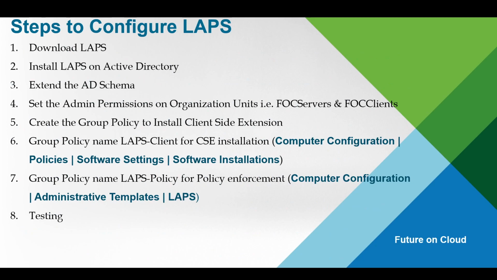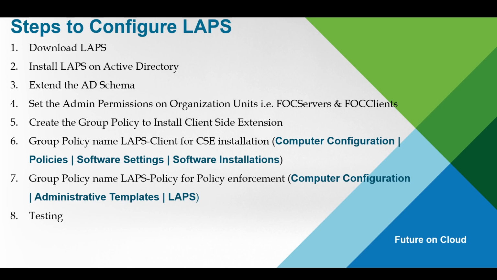First of all, you need to download LAPS from Microsoft, then install LAPS on the Active Directory. Then these are the steps: extend the schema, then set up the permissions. Then you have to define a policy to install the client side extensions on each virtual machine. Then you have to specify which kind of policy you want to implement in order to change the password policy and the complexity requirement. And then at the end, we will do the testing.